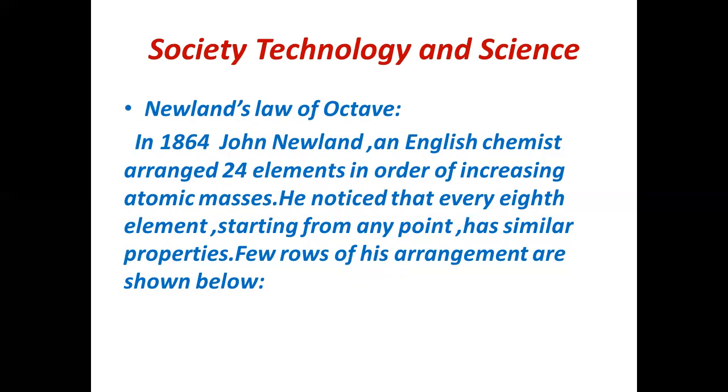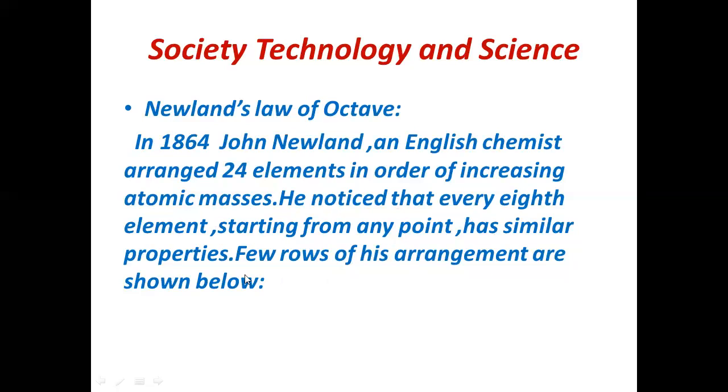In the modern periodic table, all the elements are arranged on the basis of their increasing atomic number. But Newlands, in 1864, arranged all the 24 elements which were discovered in his time. He arranged all those 24 elements in order of their increasing atomic masses, and he noticed that every 8th element starting from any point has similar properties.